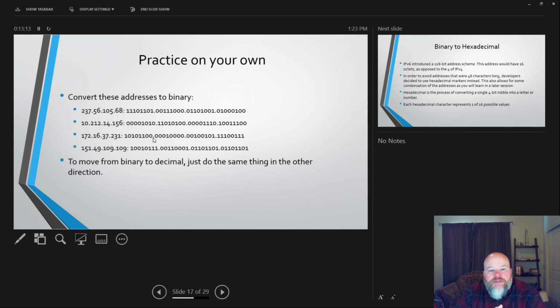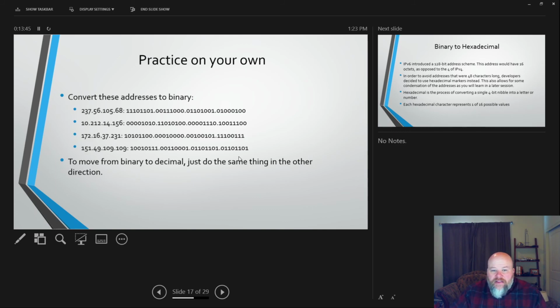Now, if you want to go from binary to decimal, so if you get one of those 32-bit strings, you're just going to do the exact same thing in reverse. So say you had this big 32-bit string right here. Even if they weren't separated with the decimal points, just put a line in for every 8 of them. Then take that 8, plug it into your 8-bit values, and do the addition.